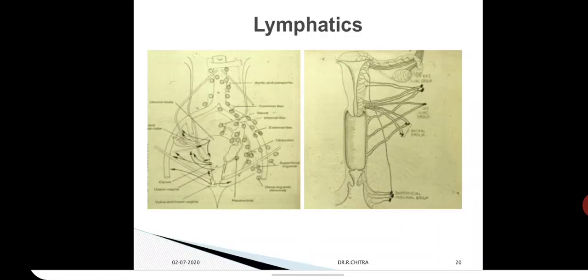Lymphatics. The main lymph nodes which drain the body of the uterus follow the iliac arteries, so the iliac nodes, internal iliac and external iliac nodes. Along the cervix will be the paracervical nodes, and the fundus drains into the sacral nodes and also to the pre-aortic and para-aortic nodes.